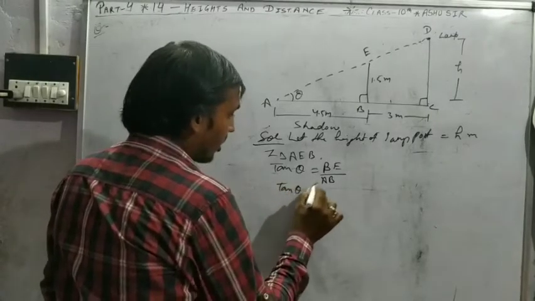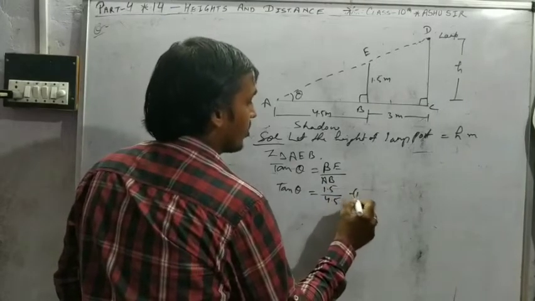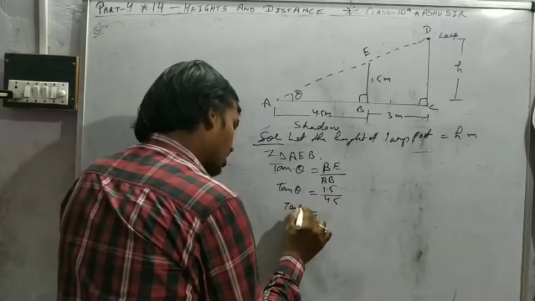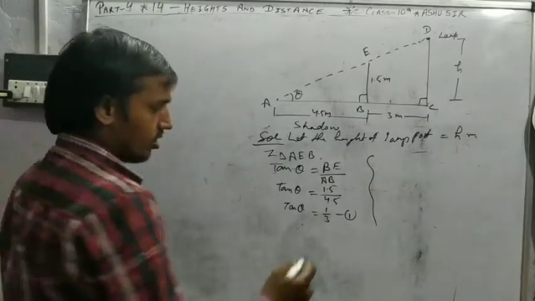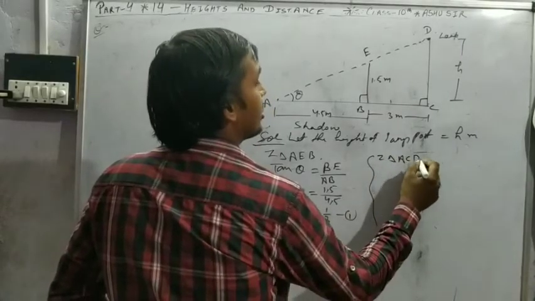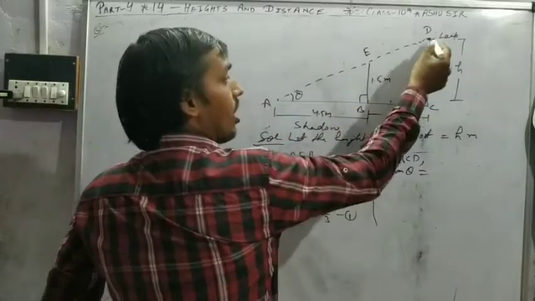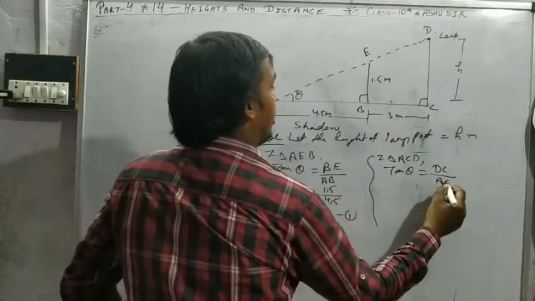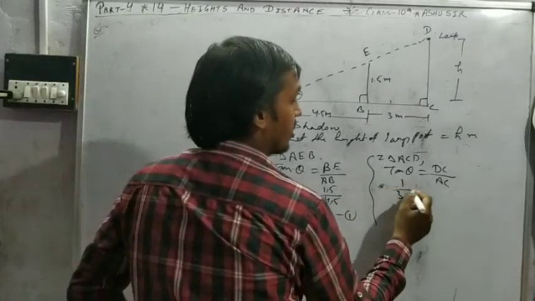So what's the value of tan theta? BE is 1.5, AB is 4.5. Leave it as it is; if you want to simplify, then tan theta is equal to 1 by 3. The point cancels, 15 by 45 is 1 by 3. Then in triangle ACD, using tan theta again, in the big triangle, perpendicular is the side opposite the angle, that is DC, base AC. So the tan theta value you already found in the first triangle, that is 1 by 3.